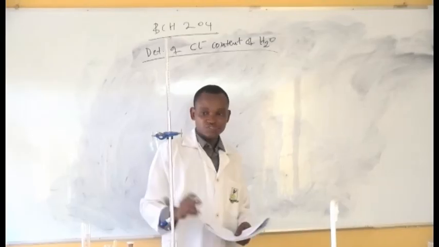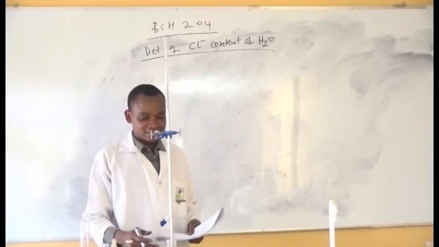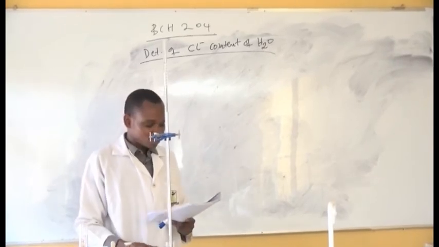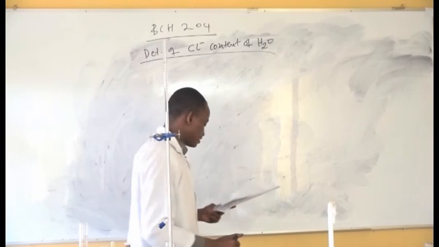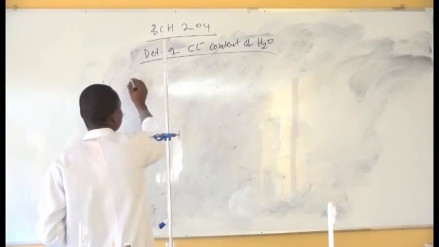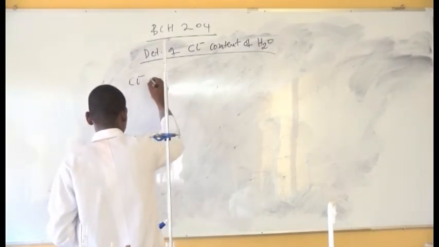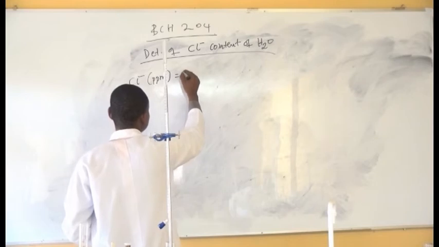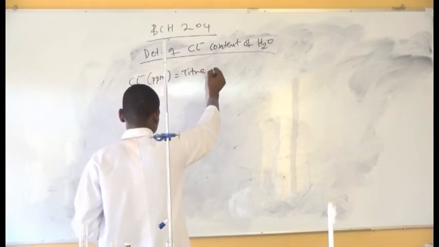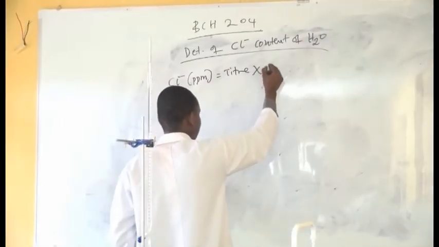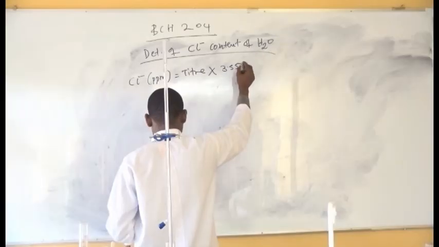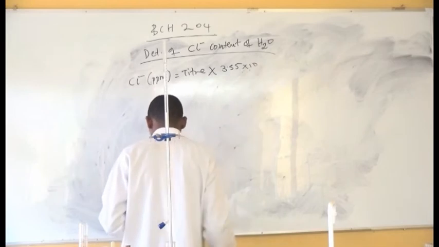Once you've done this, how will you now calculate the chloride content of this particular water sample? The formula which we are going to use is this: chloride in ppm is equal to titre value multiplied by 3.55 times 10.